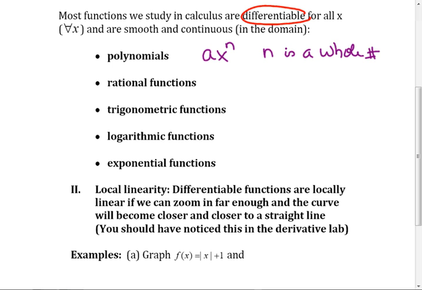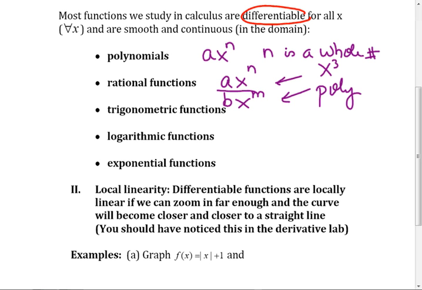So x squared, for instance, x cubed, those are polynomials. That's actually a monomial. It only has one term, but you could combine it with other ones. So I know for a fact that polynomials are always differentiable. Rational functions are also always differentiable. The numerator and the denominator are polynomials.